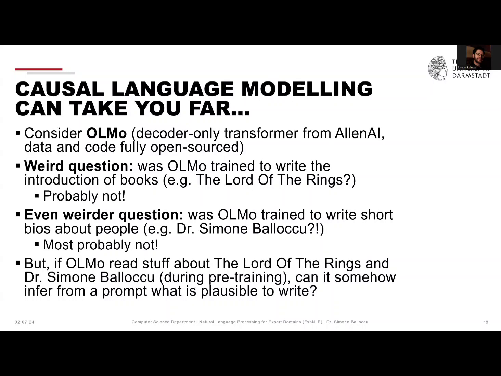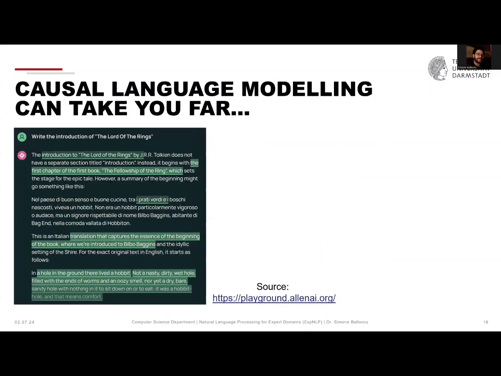But if Olmo read some stuff about Lord of the Rings and Dr. Simone Ballocco, for example, during pre-training, because maybe my name is on the internet, and there is a lot of text about Lord of the Rings on the internet, can it somehow infer from a prompt what is possible to write if I ask it to do these tasks? Well, this is a rhetorical question because, of course, it can.